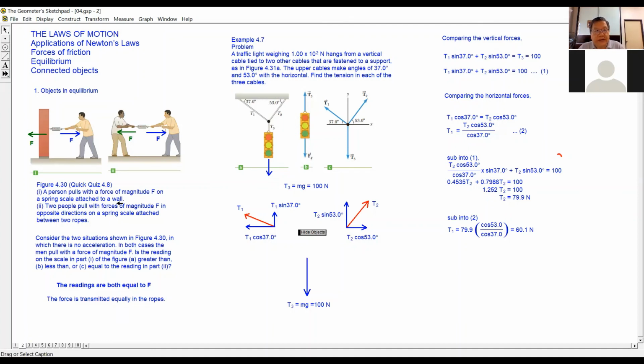Any question on this equilibrium here? No question, sir. No question. Okay. We are going to look at one more example, and this time it involves numbers.